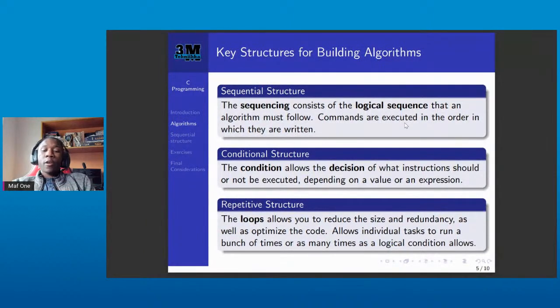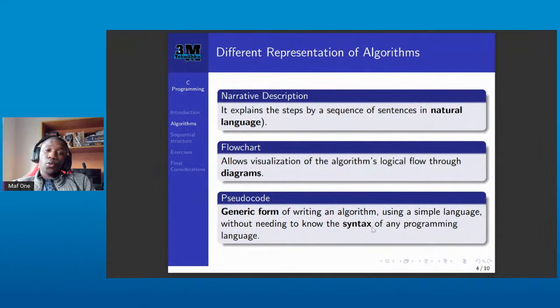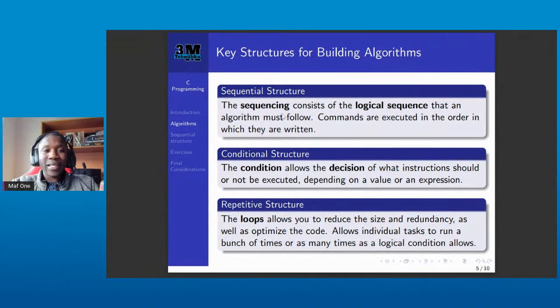So in order to reach these goals, narrative description, flowchart, or pseudocode, you choose one, whatever relates to your purposes. You need these three structures all the time.